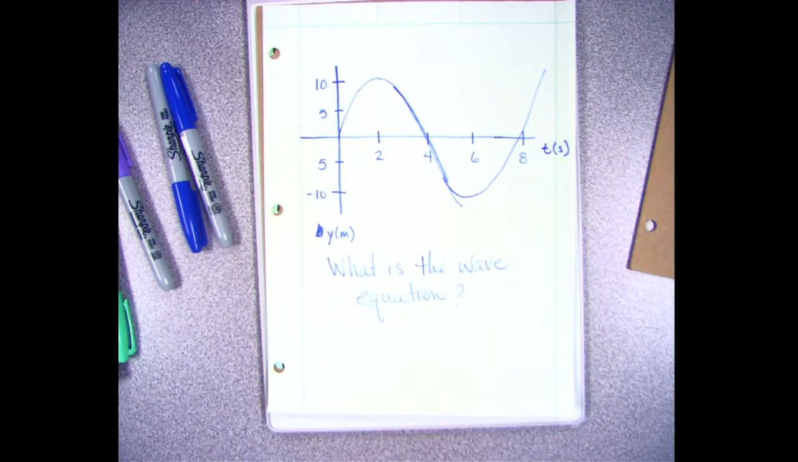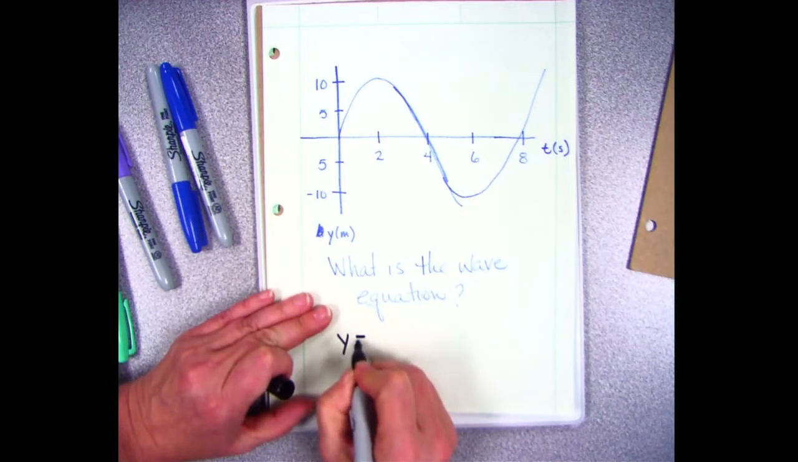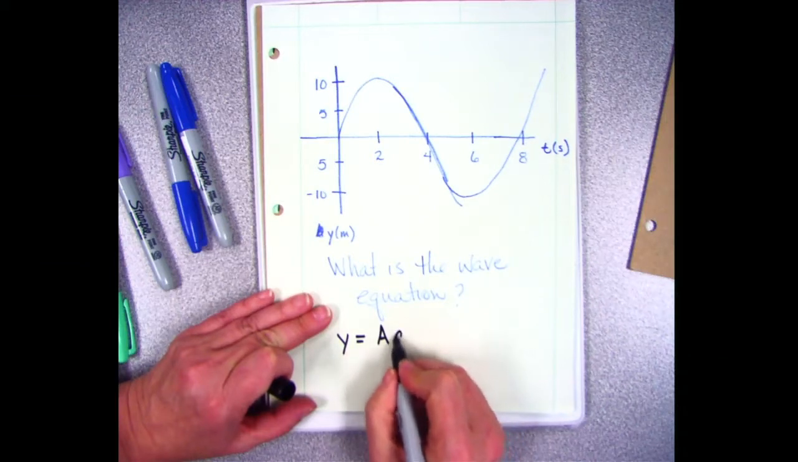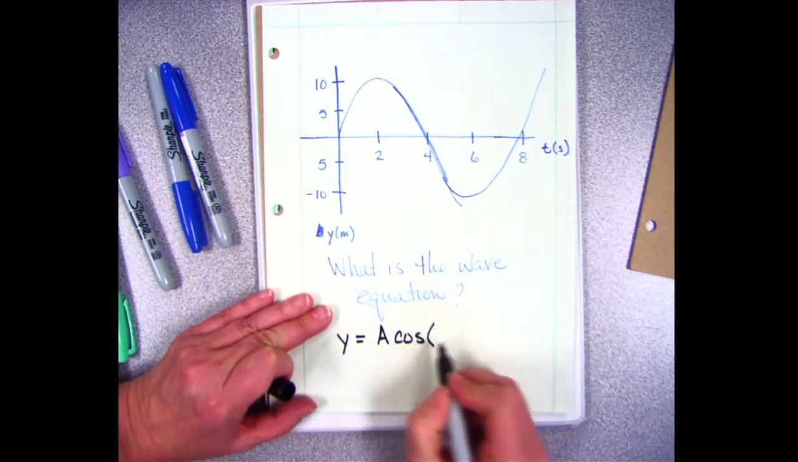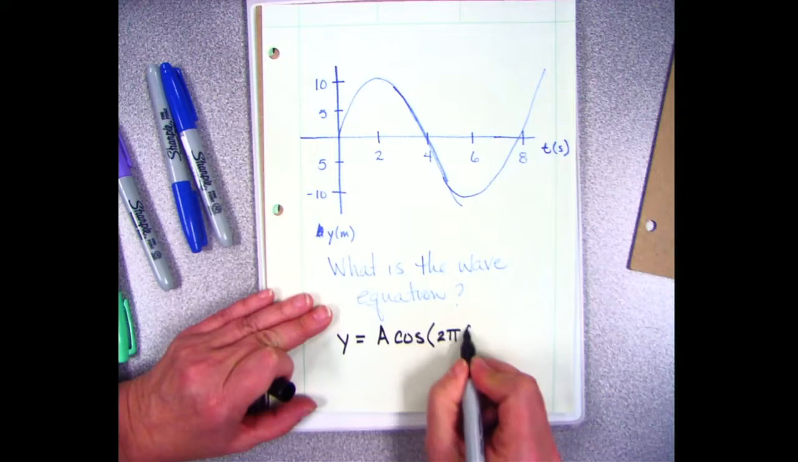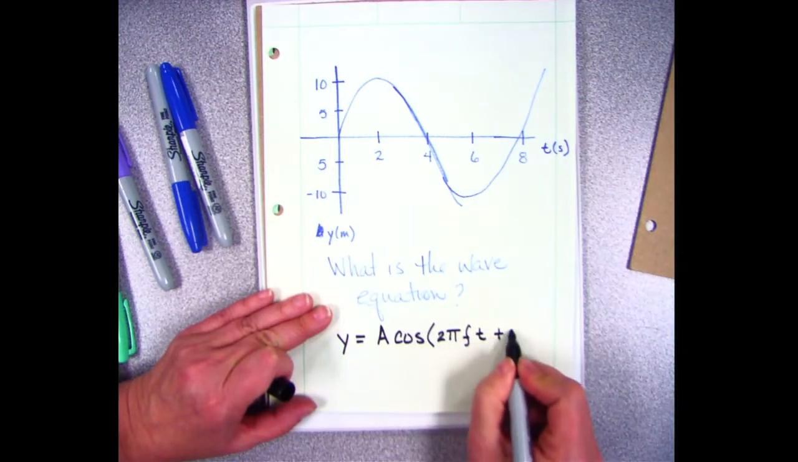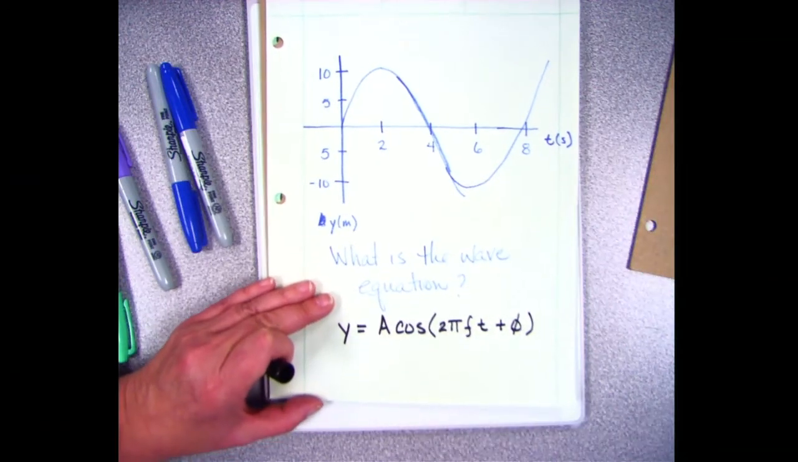All right, so hopefully you had a chance to write out the wave equation for this one. The first thing when we're writing out our wave equation, remember the wave equation we're going to be working with is this right here. Remember in the lab, you're probably going to be using the sine instead of the cosine. So it's 2 pi times the frequency times time plus the phase angle.